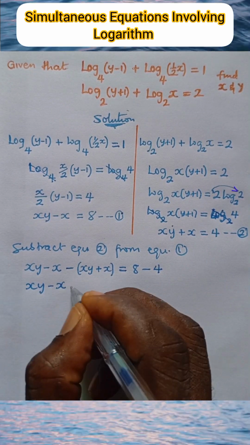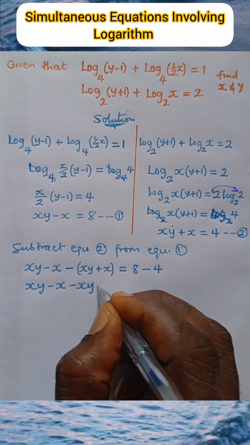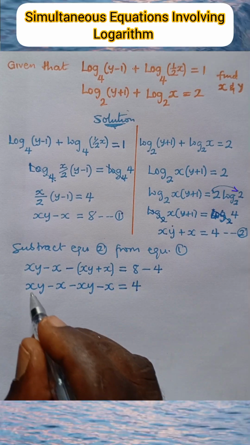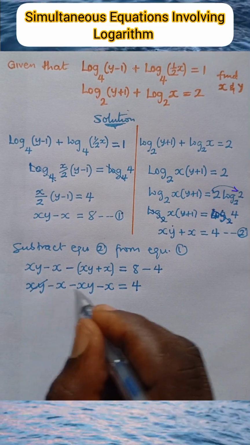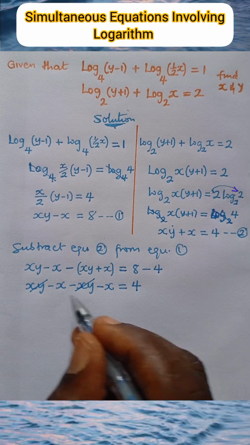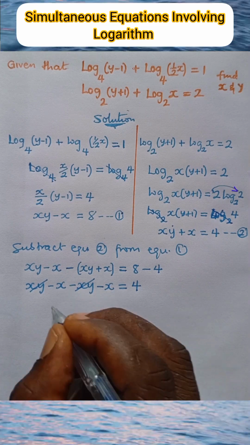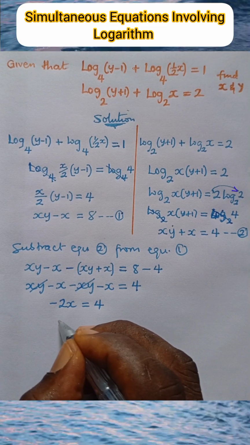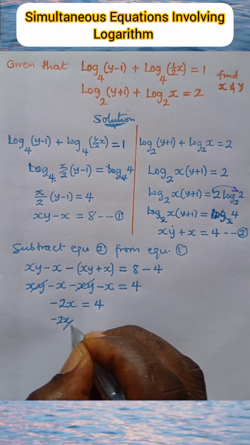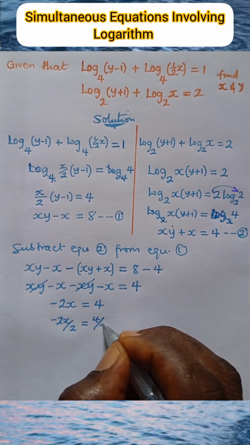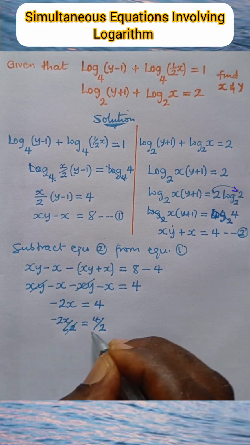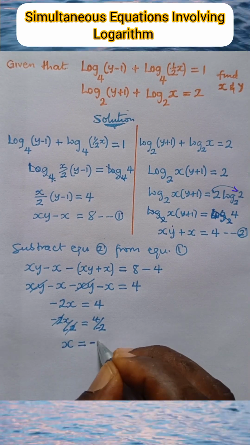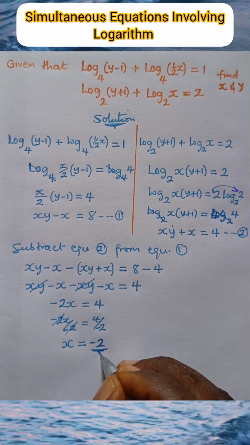xy minus x minus xy, minus times plus is minus x, equal to 4. Here xy minus xy, these two strike themselves. So negative x, here we have negative 2x equal to 4. So we're going to divide both sides by the coefficient of x. Negative 2x over negative 2 equal to 4 over negative 2. Okay, here we have negative 2, negative 2. So this strikes this, and we have x equal to negative 2. So we have the value of x now.